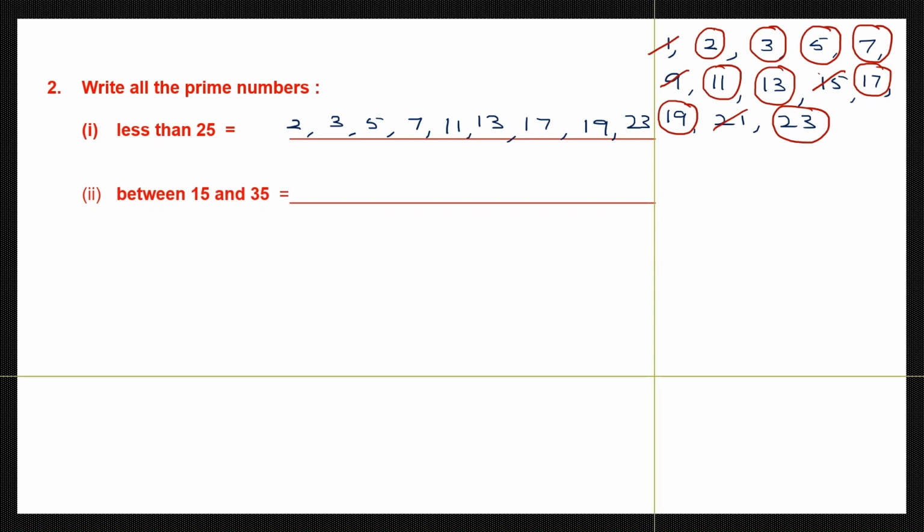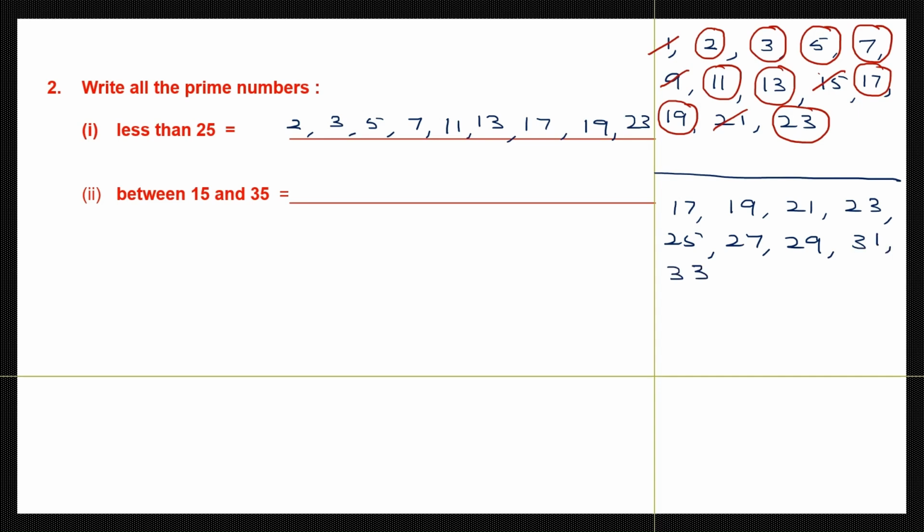Question 2. Between 15 and 35, what are all the prime numbers? So here we already have some numbers written. So let's take only the odd numbers between 15 and 35. All the odd numbers. Okay, so let's start: 17, 19, 21, 23, 25, 27, 29, 31 and 33. These are all the odd numbers between 15 and 35. Now first we are going to check to see whether they have 2 factors or not. So if they have only 2 factors, they are prime numbers.